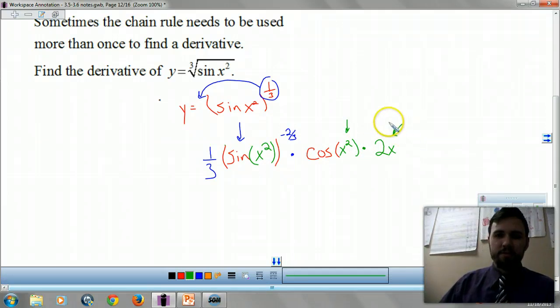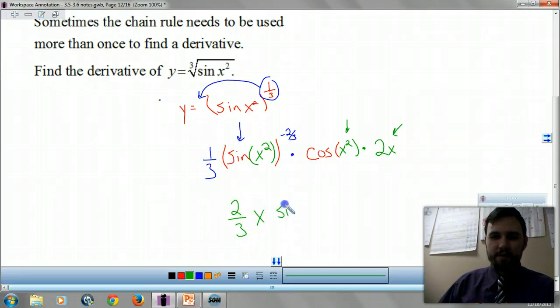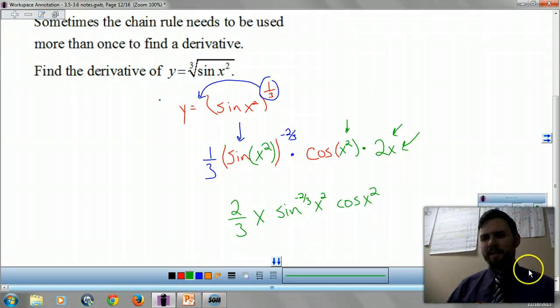And that's our answer. Well, if you really want to write it out, it'd be 2/3 x sine. I would take this. I would take that.